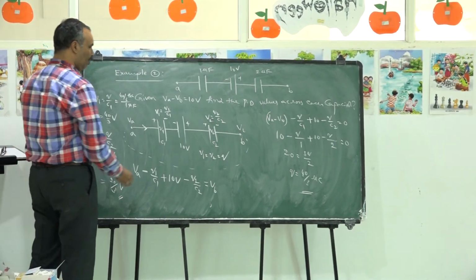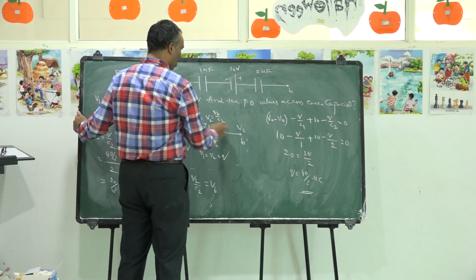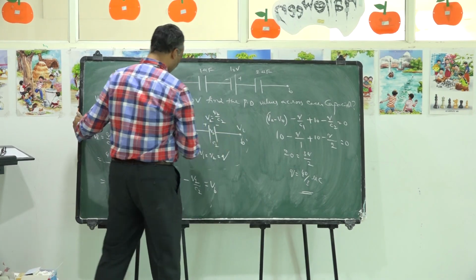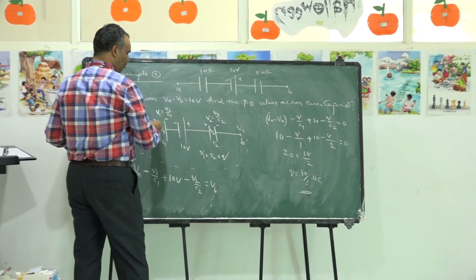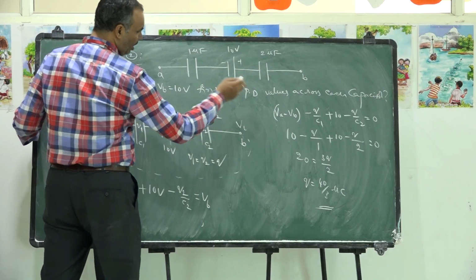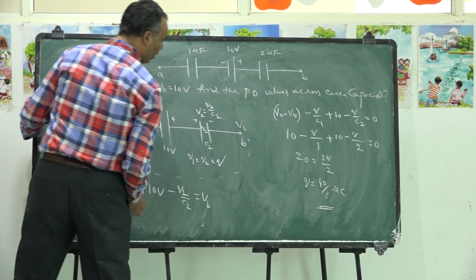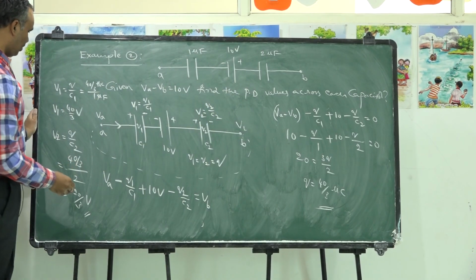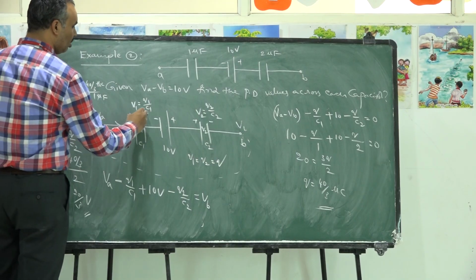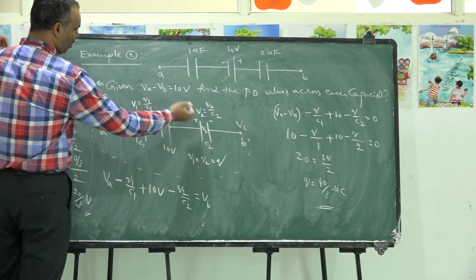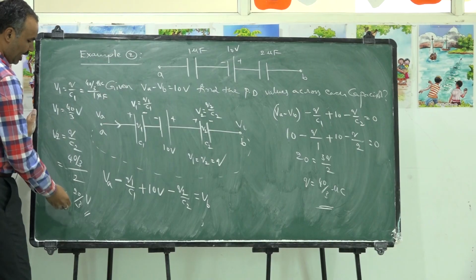So in this way we calculated whatever charge available in this combination. As they are in series combination, the same charge is passing through the entire branch. So Q value we calculated as 40 by 3 microcoulombs, and individual potential drops at first capacitor and second capacitors I calculated like this.